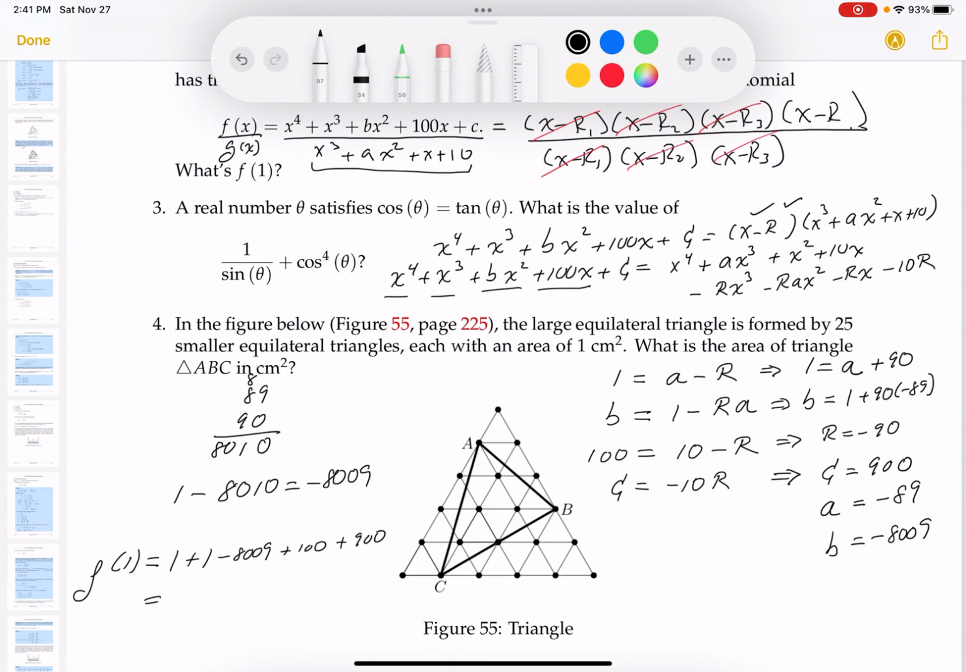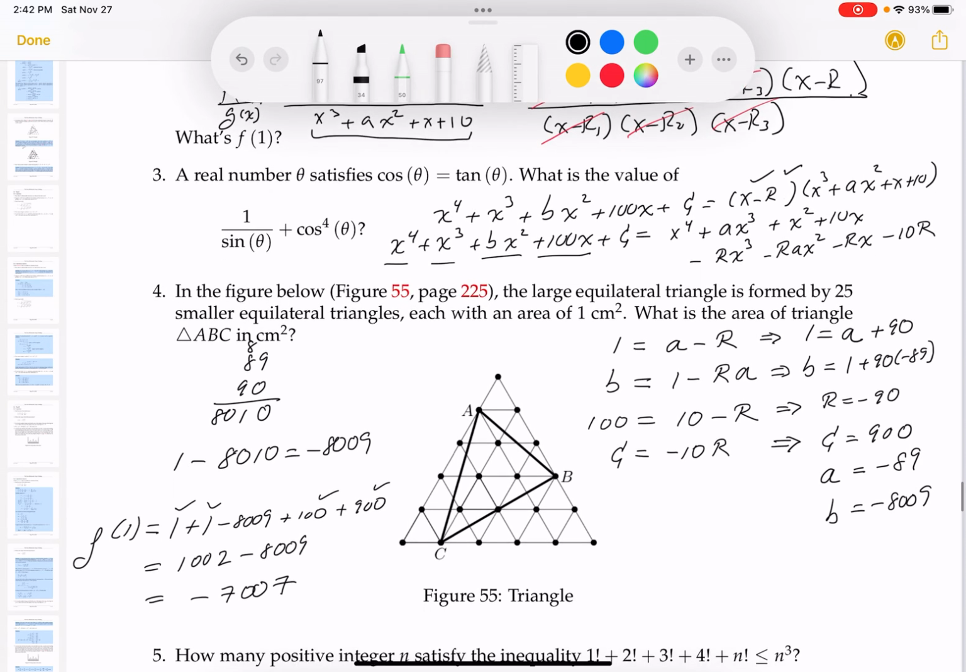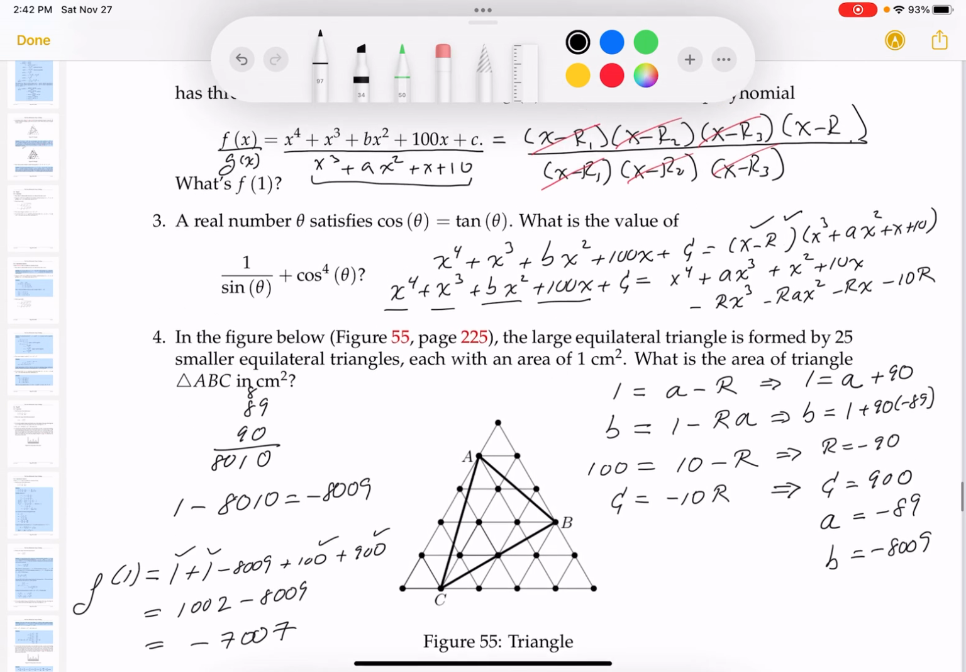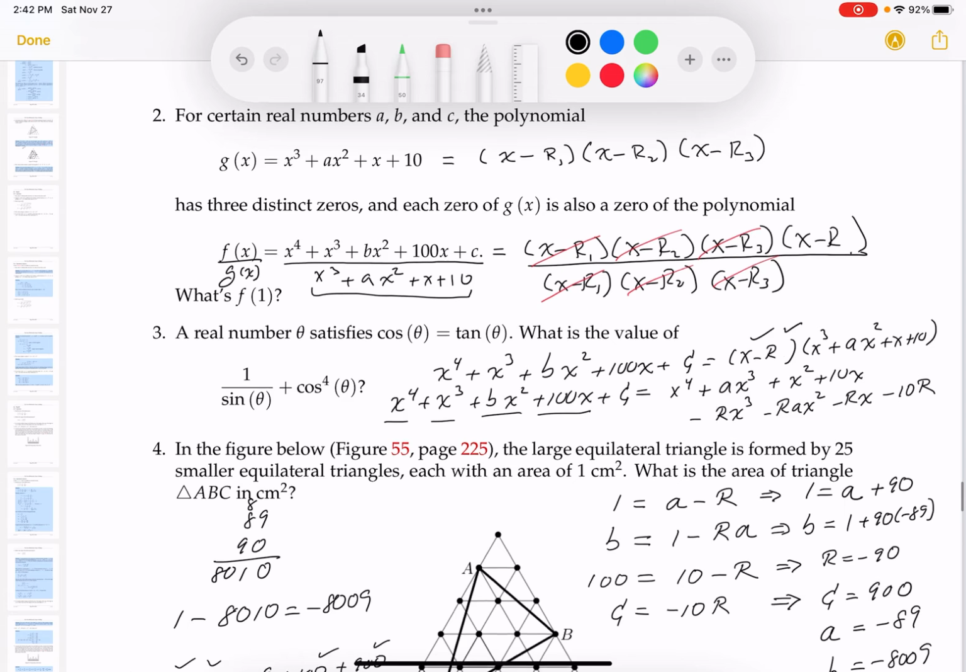Wow, these are crazy numbers, aren't they? So I'm going to say 1002 minus 8009, which is going to be minus 7007. Gee, I hope I didn't make a mistake with the arithmetic. That was a lot of work, right? So that's number, what number is that? That's number 2.